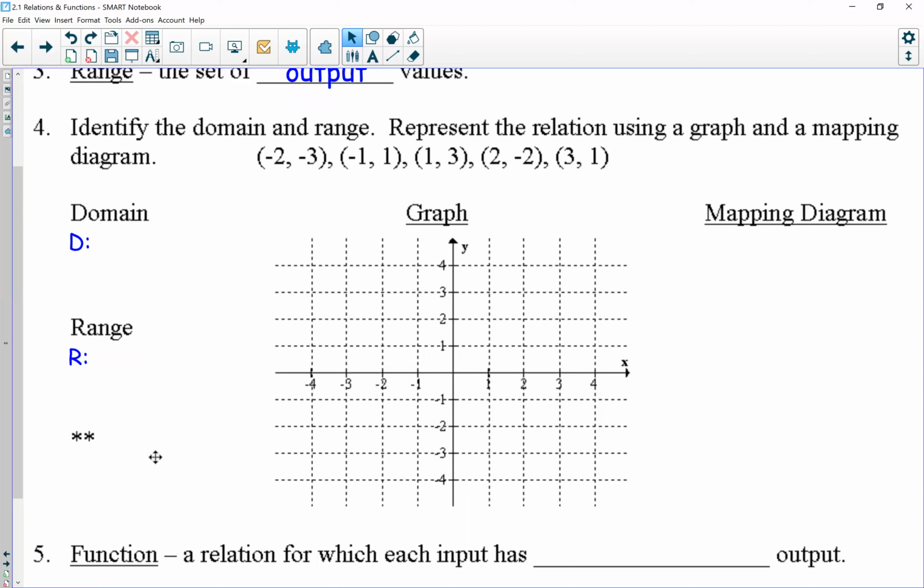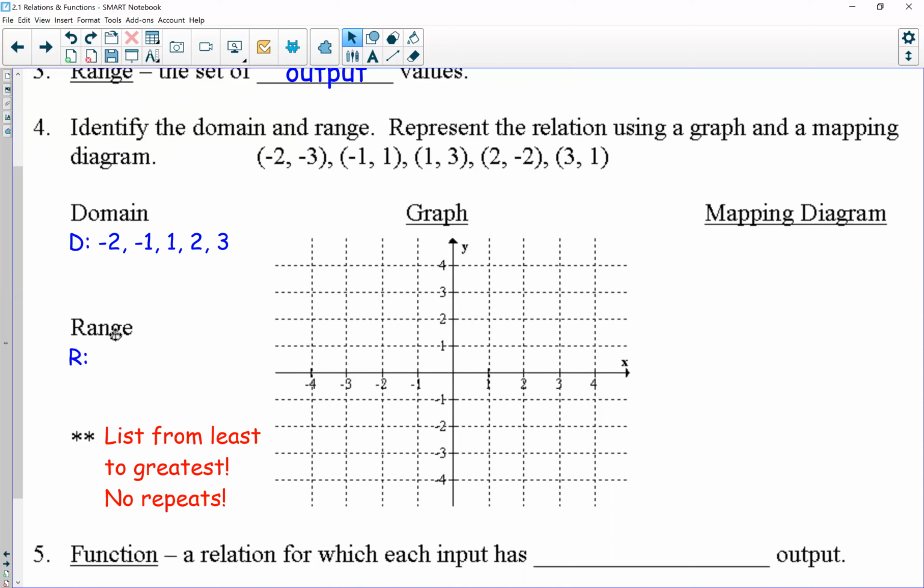And when you write that list, there's a couple of things that you need to keep in mind. You need to make this list from least to greatest. And if there are any repeat values, you do not write them multiple times. You only write the value once. So for the domain, if I take all the x values out of those given ordered pairs and list them in order from smallest to biggest, or least to greatest, you would have -2, -1, 1, 2, 3.